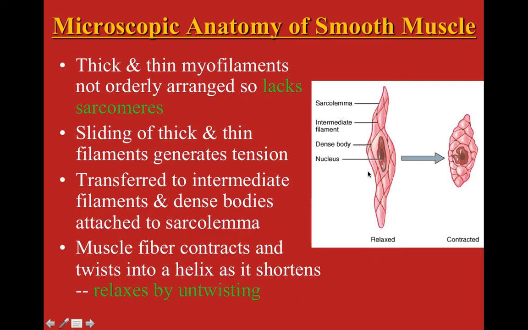So we can see here in this picture, this is a single smooth muscle cell. And then when it contracts, how it twists and shortens like this.